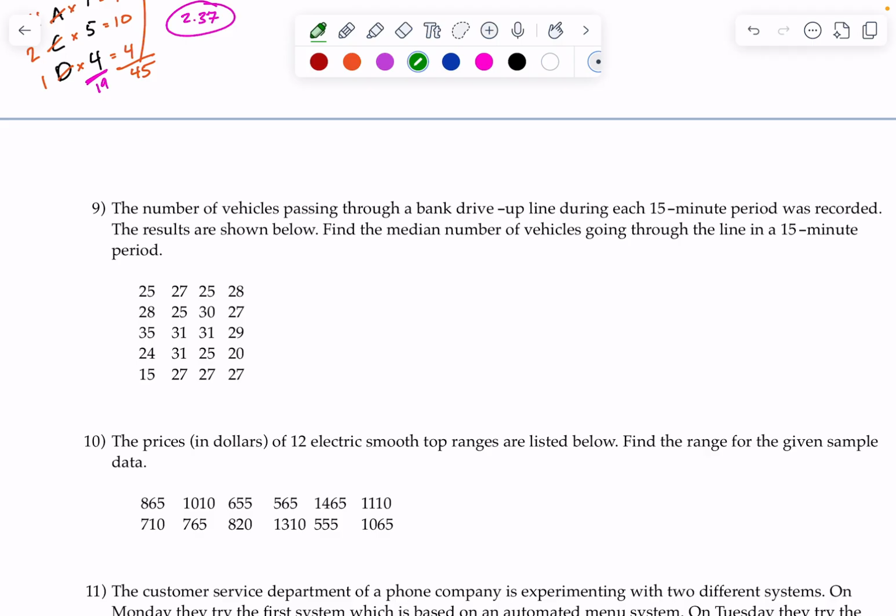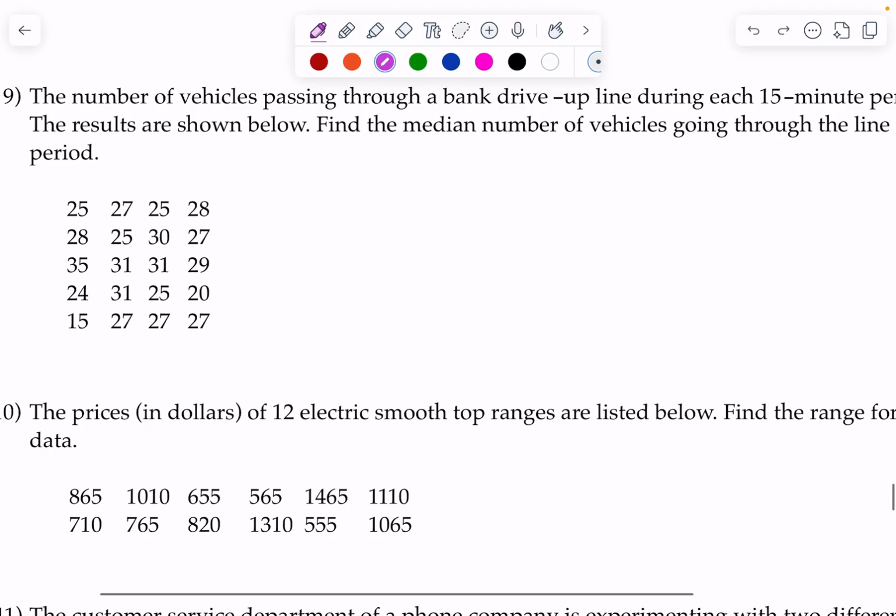They have the number of vehicles passing through a bank drive-up line each 15-minute period was recorded, okay? So there's 25 that showed up in the first 15 minutes, there was 28 that showed up in the next 15 minutes, etc. Find the median. Are these not in order? Crap. Find the median. These are not in order. The middle number, right? So how many numbers are there? 4 by 5, 20 numbers, right?